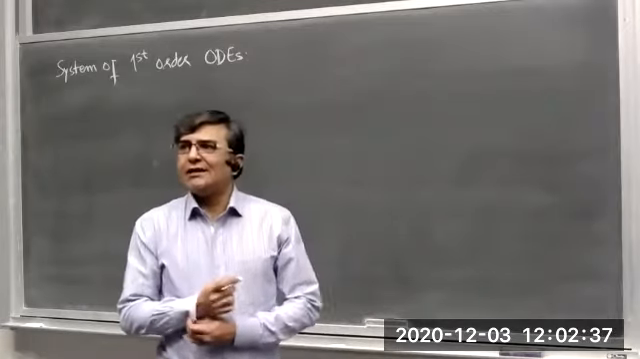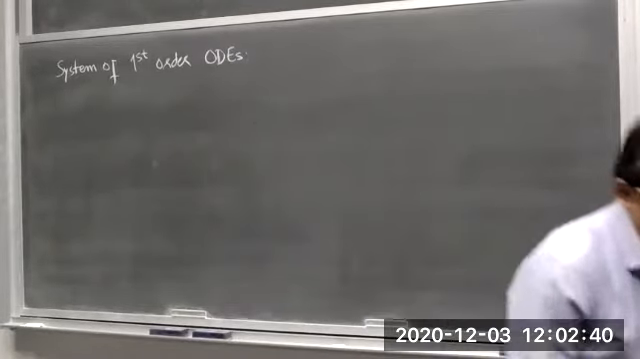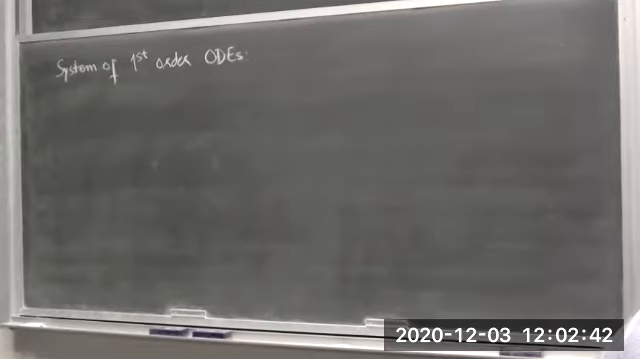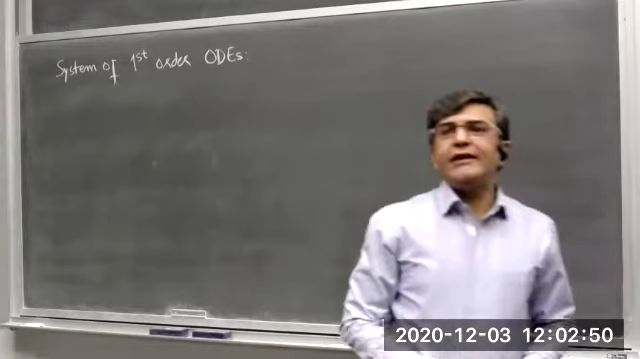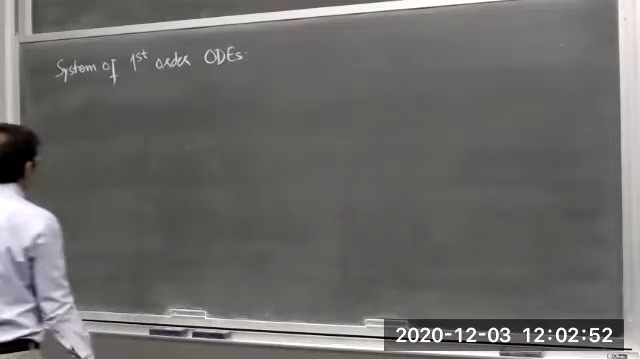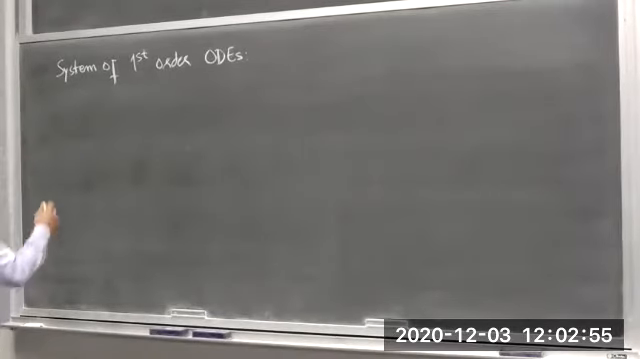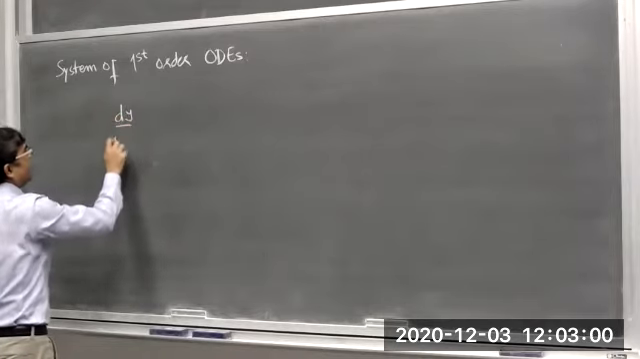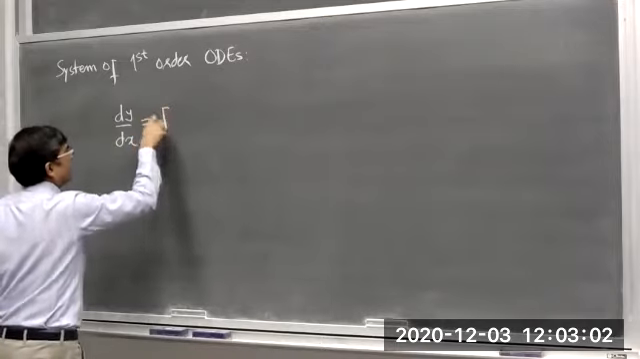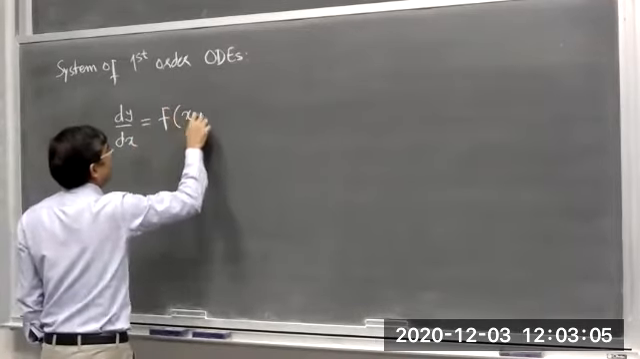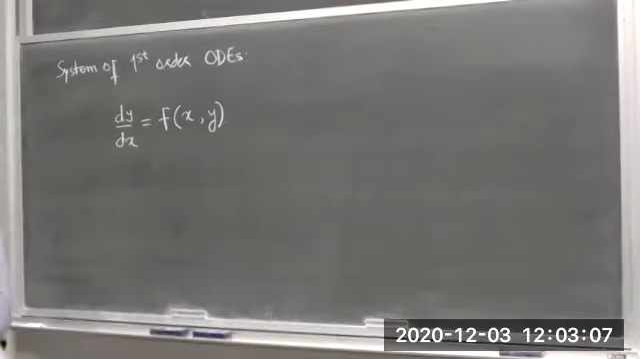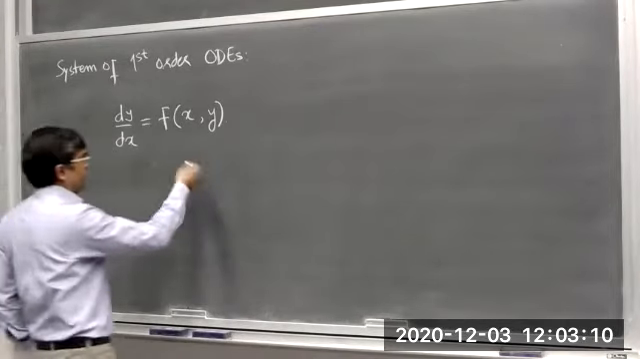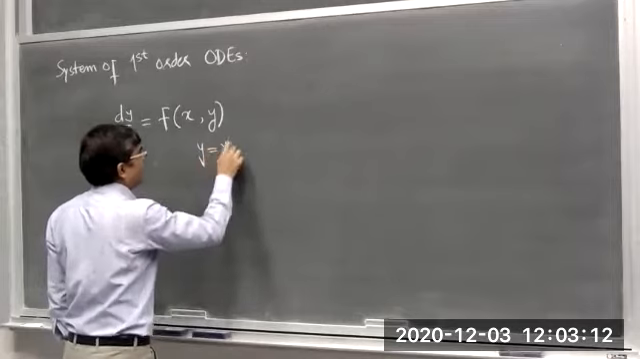Okay. We had discussed what a first order ODE is and how to solve it. We studied different methods for solving first order ODEs, for example, separable ODEs, linear ODEs, exact ODEs, and some other techniques. Now we know that a first order ODE can be written as dy/dx equal to some function of x and y, where y is the dependent variable.